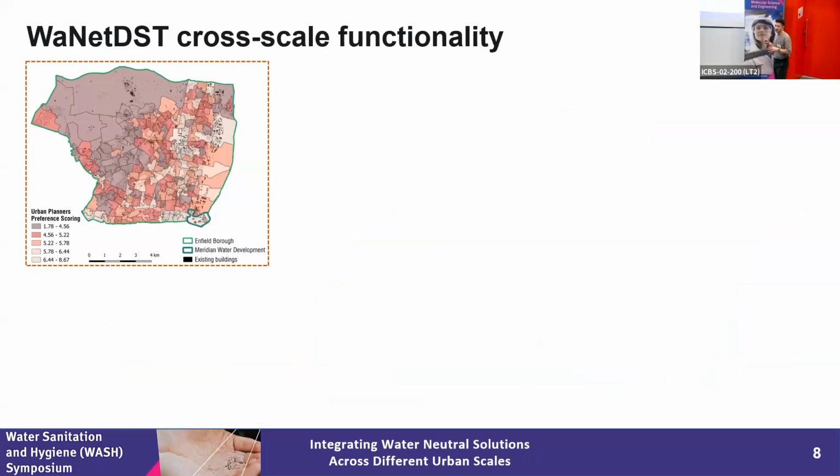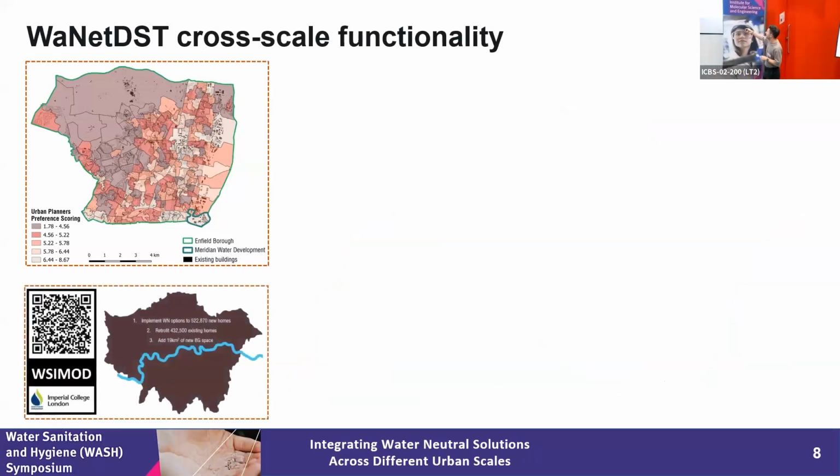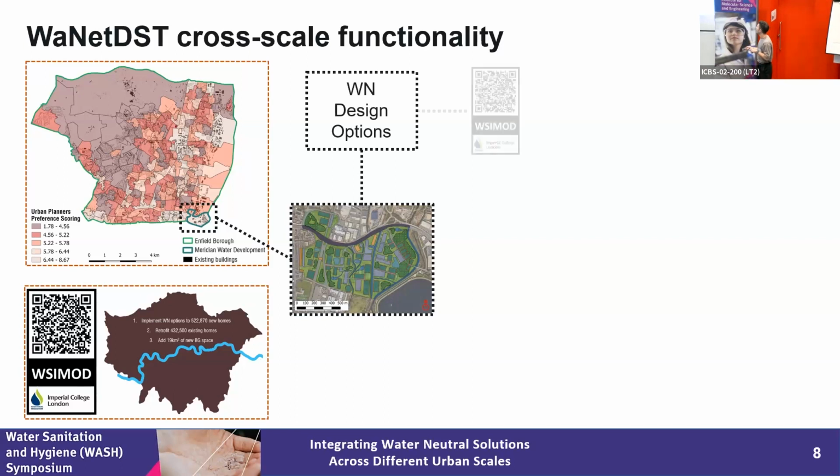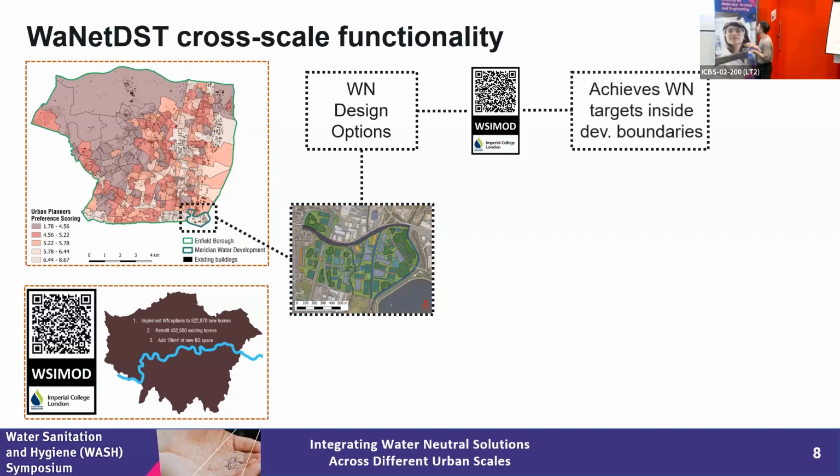But as I said, we knew more or less what we had at the city scale, but we want to have a more refined scale and definition. So then is when, coming back to Enfield, we will have this, for example, urban planners preference scoring that we could combine with the results or targets that we obtained at a city scale. Then we have also the urban development, which was Meridian Water. And then we can implement a series of water neutrality design options with the systemic design concept that I mentioned at the beginning.